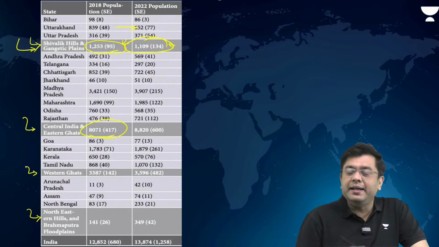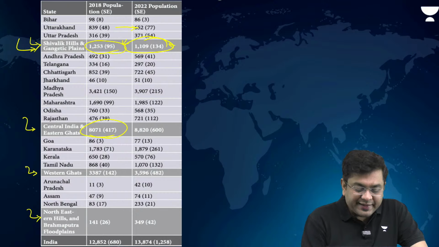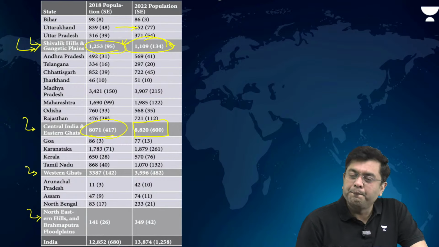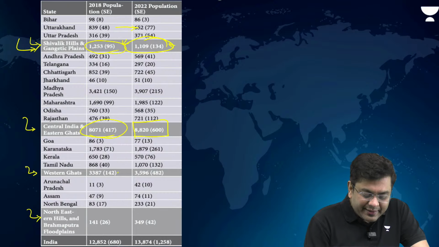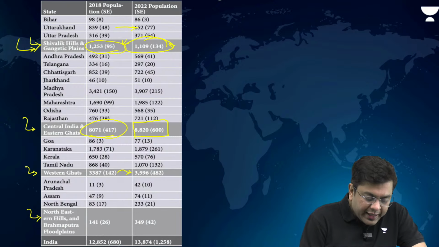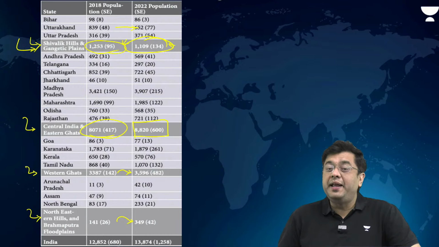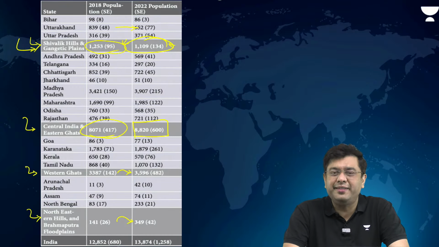In central India and Eastern Ghats, the increase has been substantial. Then Western Ghats, again a slight increase. In northeastern hills and Brahmaputra plains, the increase has been massive.